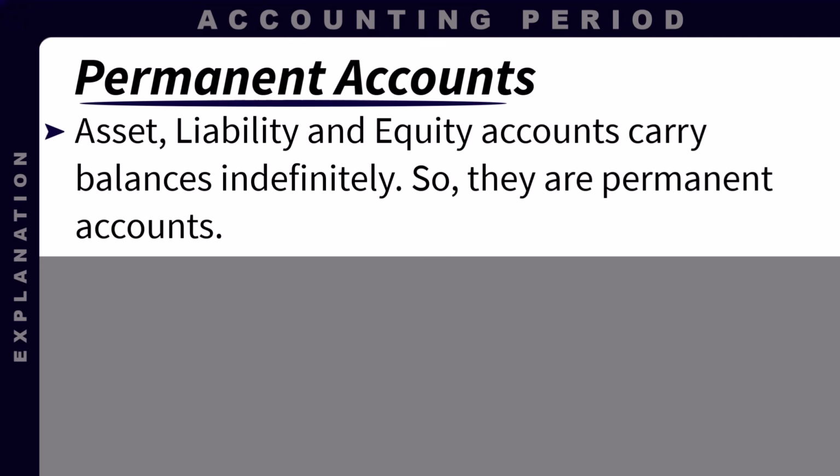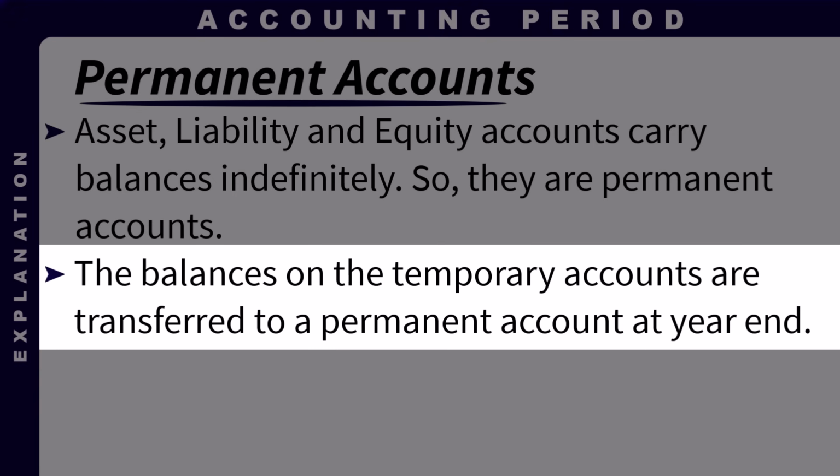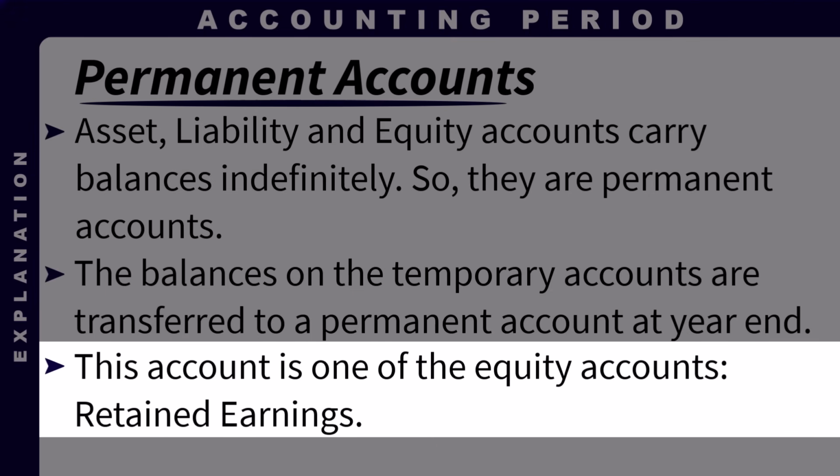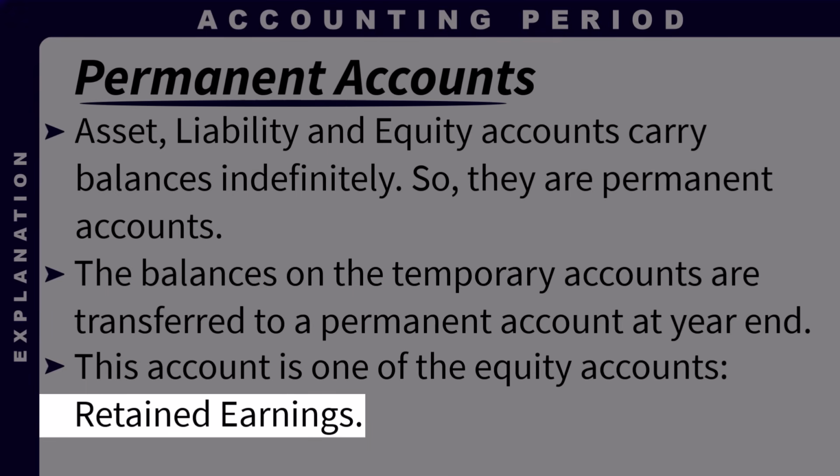When resetting the temporary accounts at the end of an annual accounting period, the balances in the temporary accounts are transferred to one of the permanent accounts. This permanent account, where the balances of temporary accounts are transferred to upon resetting, is one of the equity accounts, and specifically, that is the retained earnings account. So, retained earnings is one of the equity accounts where the balances of revenue and expense accounts are transferred to at the end of each annual accounting period.